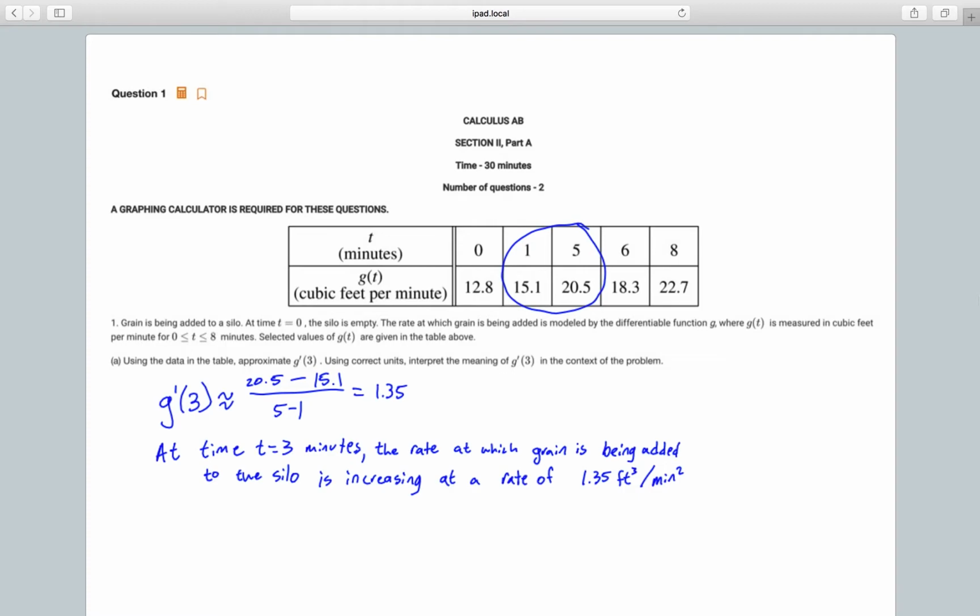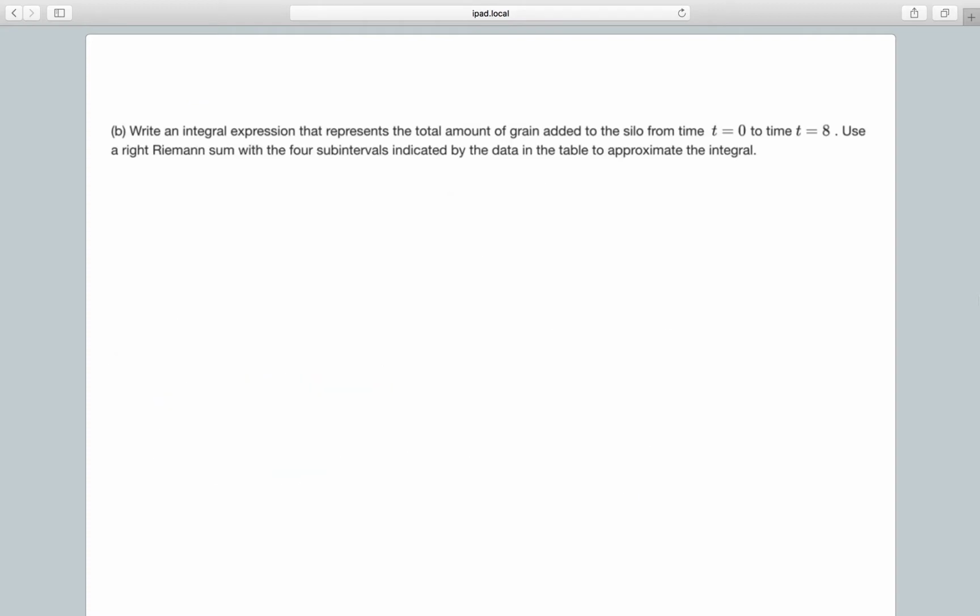All right, so that's part A. Move on to part B. Write an integral expression that represents the total amount of grain added to the silo from time t equals 0 to t equals 8, and then use a right Riemann sum with 4 subintervals indicated by the data in the table to approximate the integral.